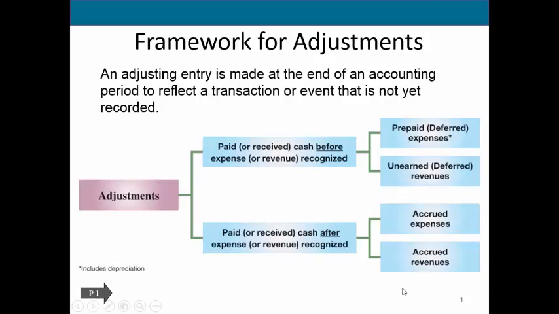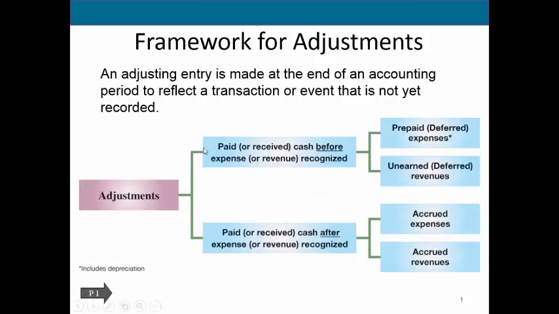Right now we're going to look at what these 2 categories are, and then over the next slides we'll go through our specific entries. For our different types of adjusting entries, first we have entries where we have either paid cash or received cash before we have actually had an expense or earned the revenue. And we'll look at those as we move forward. The other hand is where we have already had an expense or we have already earned revenue, but we have yet to pay or receive cash.